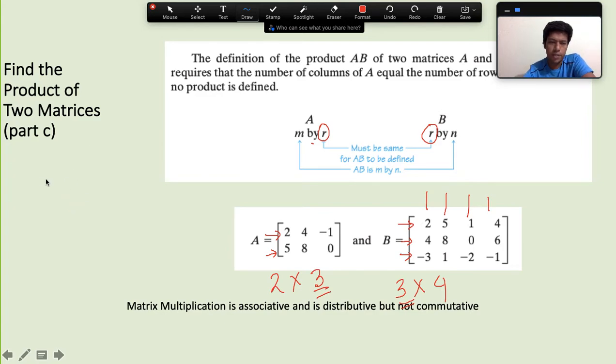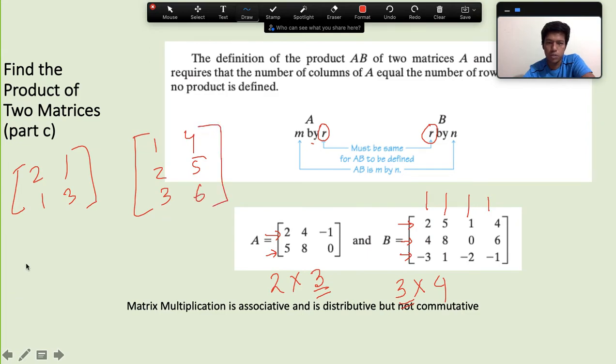Let me tell you what I mean by this. Let's say 2, 1, 1, 3. Let's say I write here 1, 2, 3, then 4, 5, 6, just to show you what's going on. If I want to multiply it, can I multiply it? I can multiply 2 and 1, then 1 and 5, 1 and 2. Then there is nothing here to multiply with the 3. That means this multiplication is not possible.